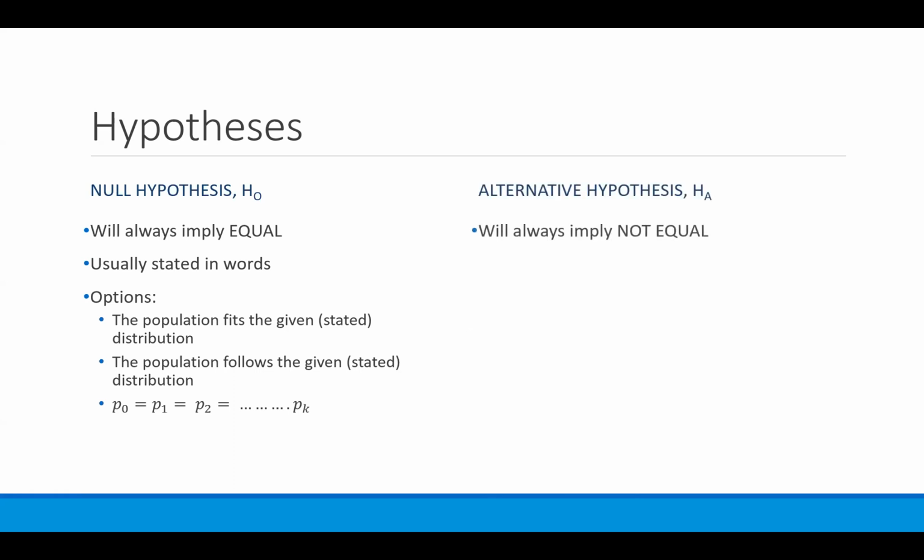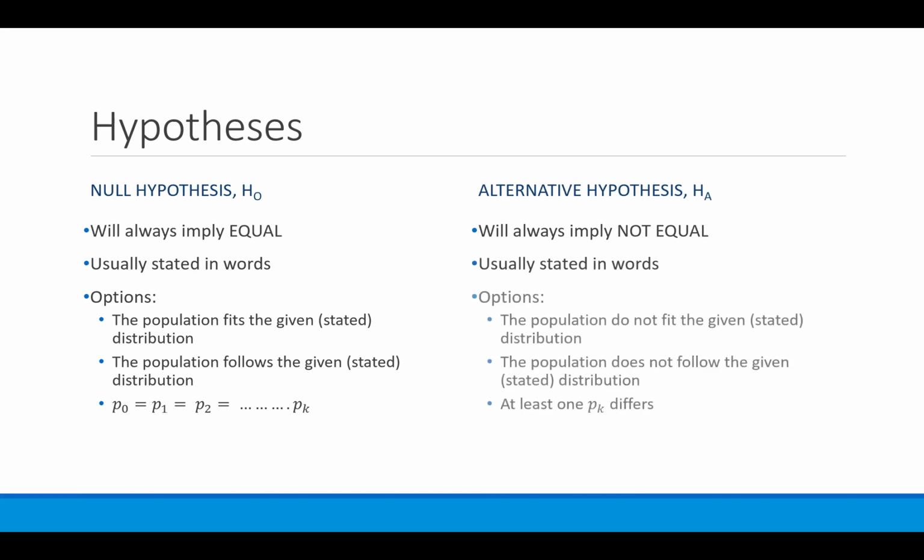The alternative hypothesis will always imply not equal, that they're not the same. Again, we typically state it in words, and the options would be that it does not follow the stated distribution, or it does not fit the stated distribution. Or if you're writing it in symbols, we would just say at least one of them differs, because if one is different, they're not all the same.